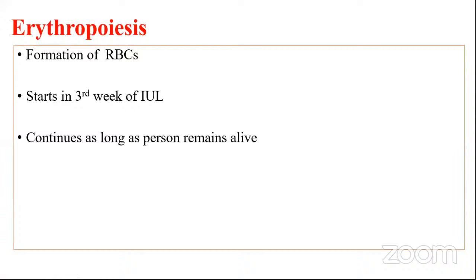What is erythropoiesis? Erythropoiesis is defined as the process of formation of red blood cells, which starts as early as the third week of intrauterine life. This is asked a number of times, so just mark it. It starts as early as the third week of intrauterine life, and it continues as long as the person is alive.